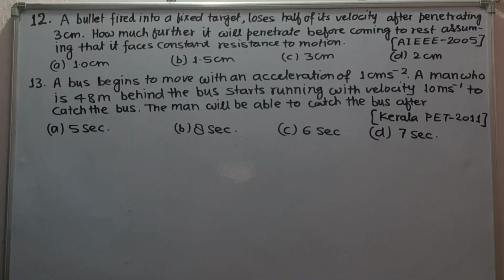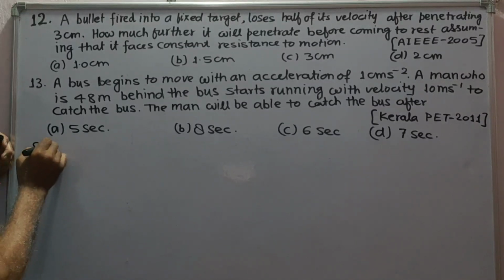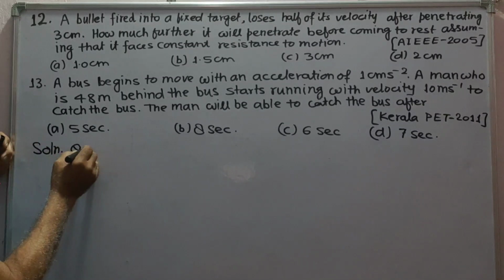Next question number 12. The question is, a bullet fired into a fixed target loses half of its velocity after penetrating 3 centimeters. How much further it will penetrate before coming to rest, assuming that it faces constant resistance to the motion? So, solution to question 12.